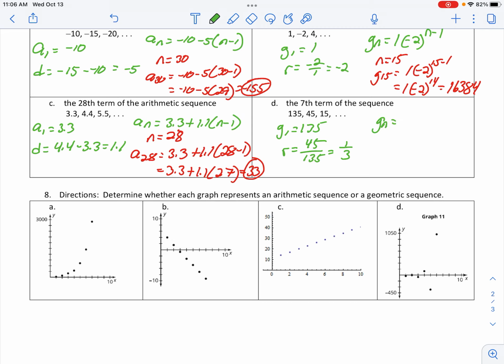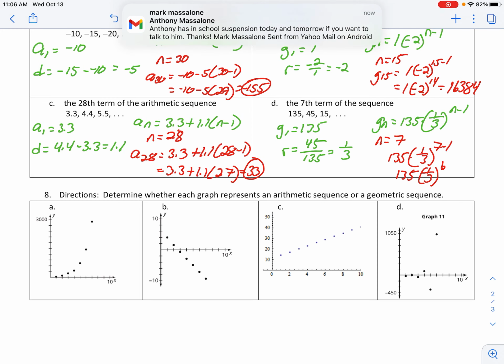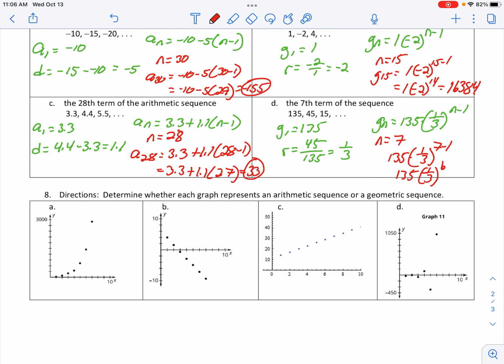So for geometric, the first term times however you're moving, because it's a fraction, I like to put that in parentheses, 1/3. We want to calculate the seventh term. So 1/3 to the 7 minus 1. And what I'm going to plug into my calculator is 135 times 1/3 to the 6th power, and you get 5 over 27. Not a nice one. You'll have better ones on the quiz and test.